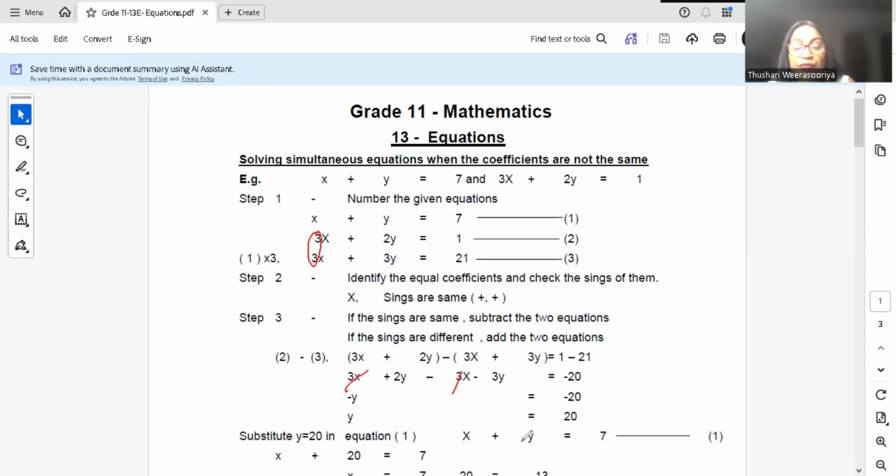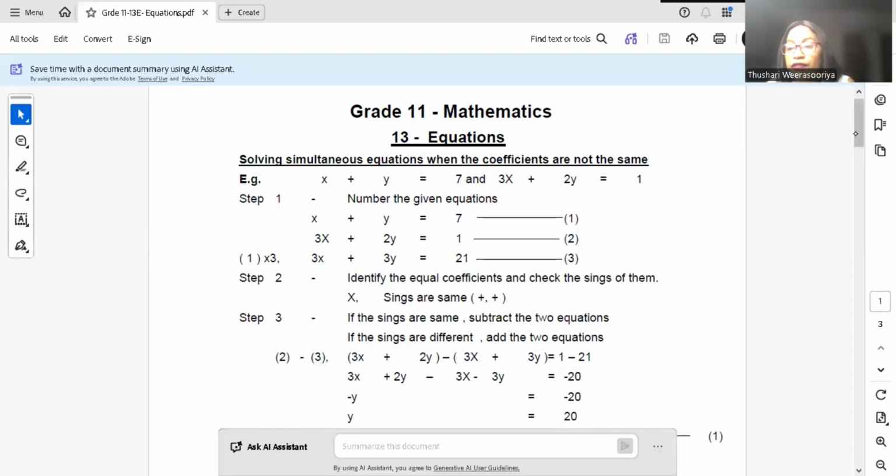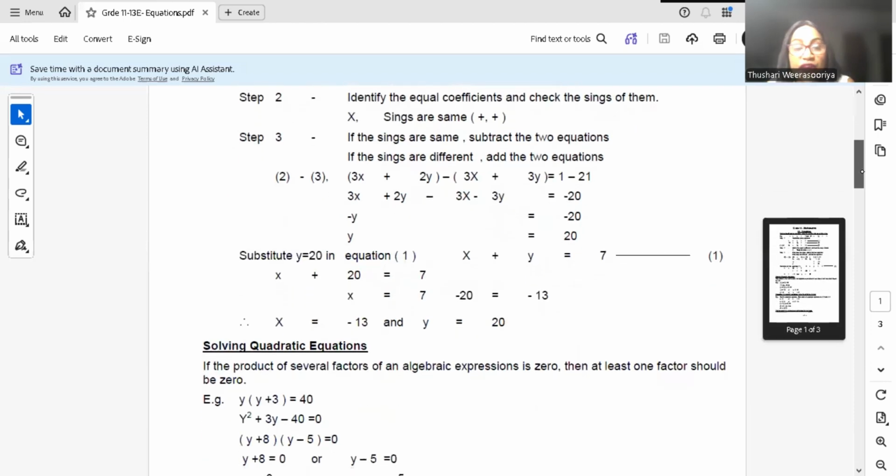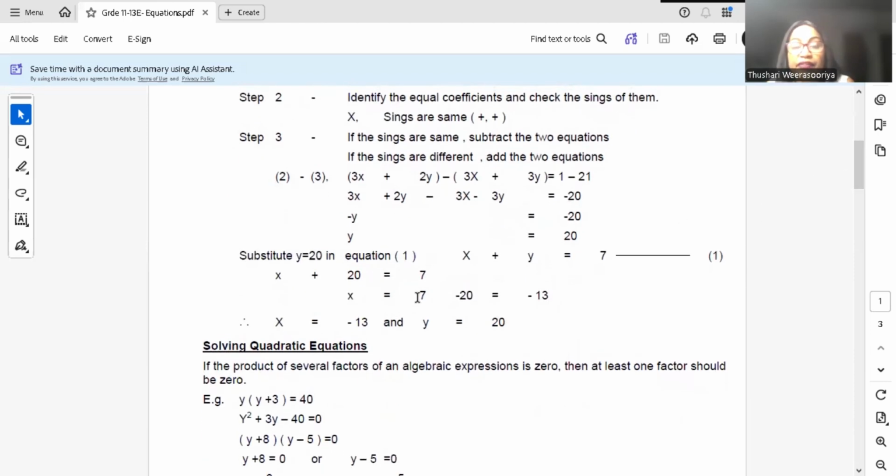Then substitute y equals 20 in equation 1 and you can get the x value. Using the y value you got, you are finding the x value, right? After x equals 7 minus 20, there you get x equals minus 13, right?